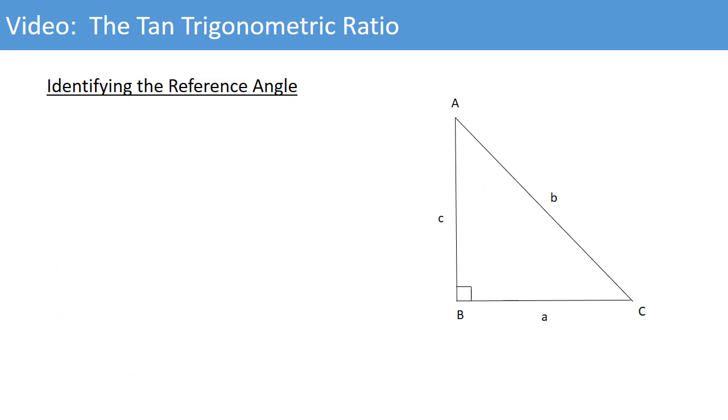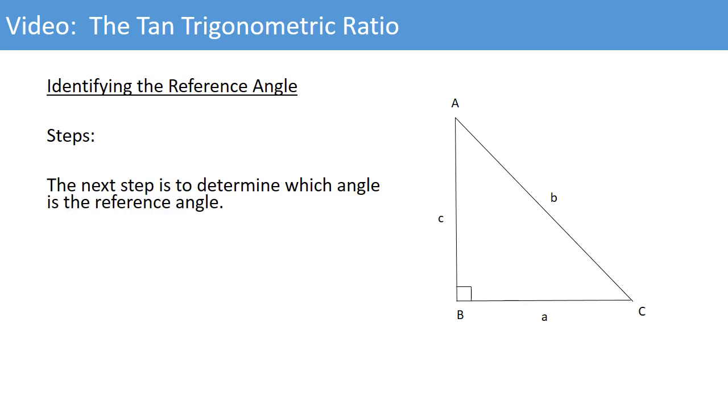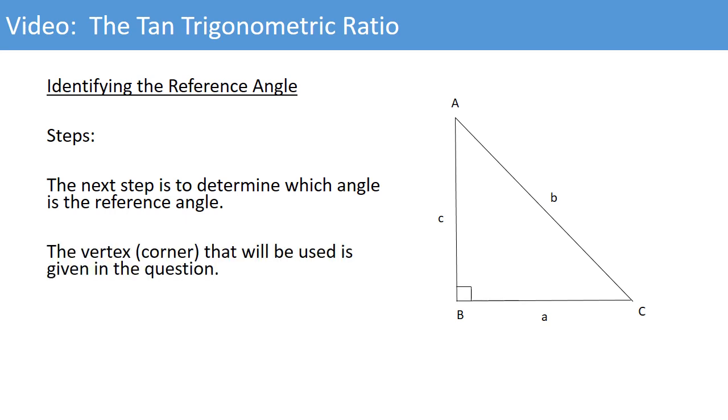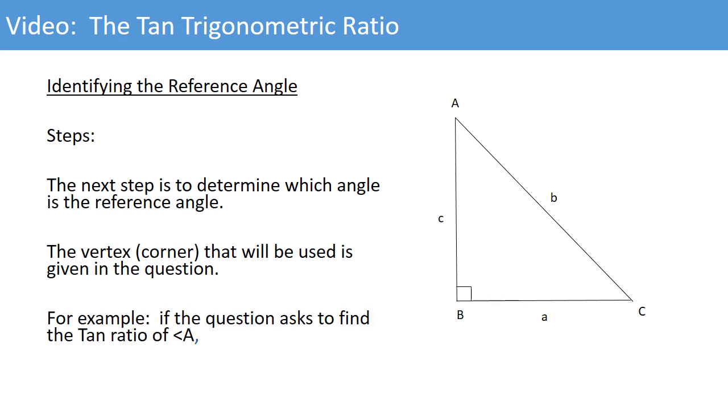Identifying the reference angle. Steps. The next step is to determine which angle is the reference angle. The reference angle is the vertex or the corner point that is used in the question. You will either be finding the tan from the angle or you'll actually be finding the angle itself. For example, if the question asks to find the tan ratio of angle A, A is the reference angle.